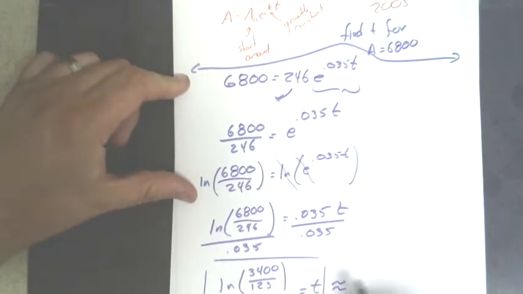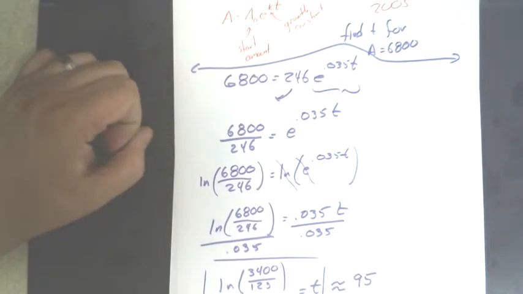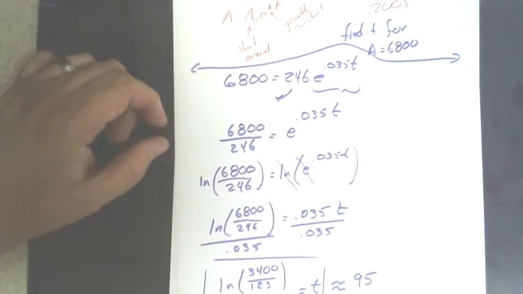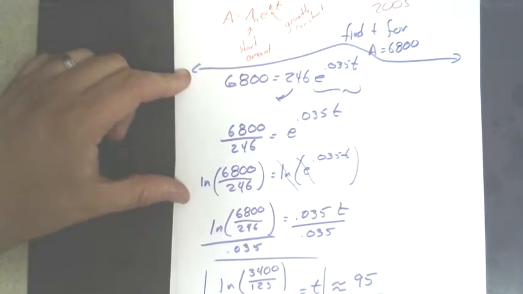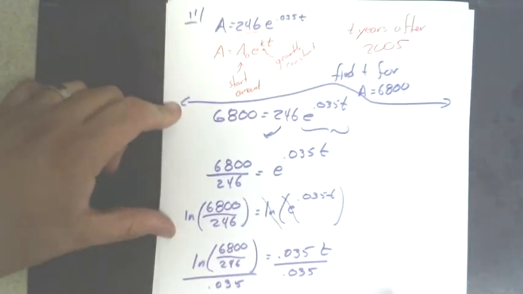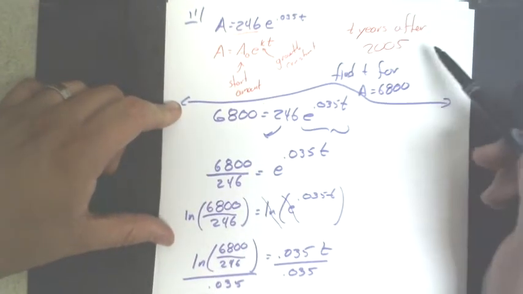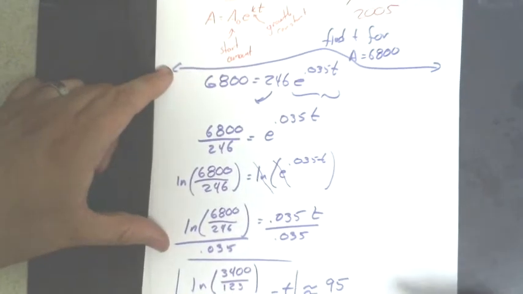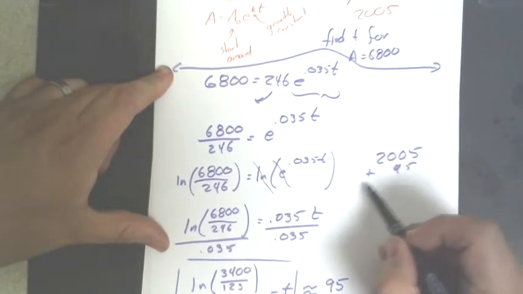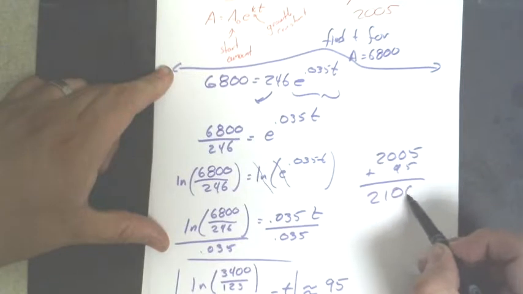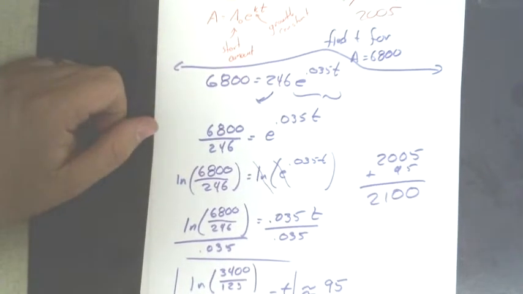Now this approximates, you get a decimal approximation of that real quick, to something like 95. I think it's 94.8 and change. So that's the time. That's how long it takes. Remember, our t was t years after 2005. So if you take the 2005 and add the 95, you get to the 22nd century.